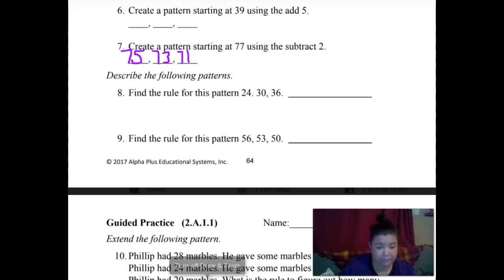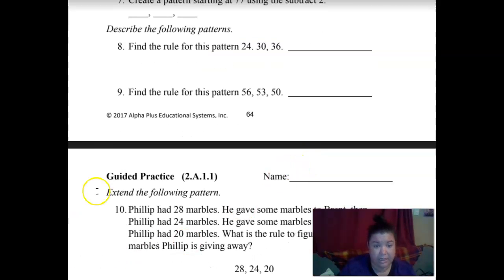Okay, let me scroll this up. Okay, so the next 2 says find the rule for this pattern. 24, 30, 36. That should be a comma right there. Let's fix it right now. Okay, so pretend that's a comma. So 24, 30, 36. Okay, so write those 3 numbers on your whiteboard. And write these 3 numbers on your whiteboard. 56, 53, 50. Okay, so write them nice and neat in a line and give yourself space to write.